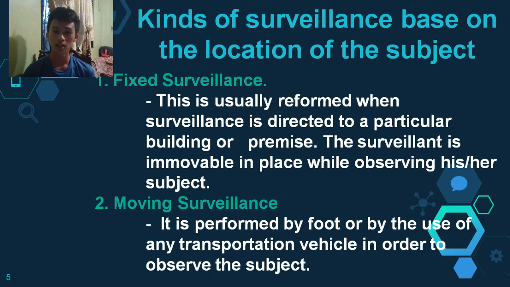Next, we'll tackle the kinds of surveillance based on the location of the subject. First, we have fixed surveillance. As the name suggests, it is fixed. This is usually performed when surveillance is directed to a particular building or premise. The surveillant is immovable in place while observing his or her subject.